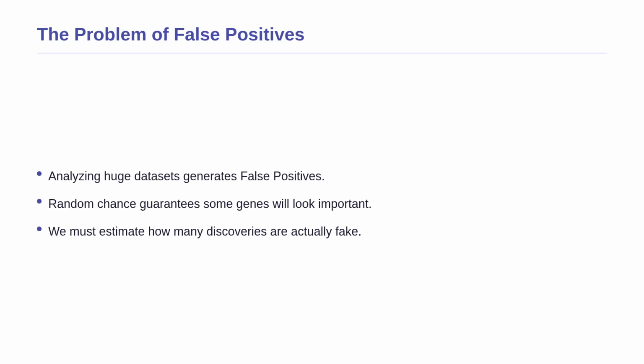One of the most massive limitations we face when dealing with these complex models is the issue of false positives. When analyzing huge data sets, like testing thousands of genes at once to see which cause cancer, we run into a statistical trap. Because we run so many statistical tests simultaneously, random chance guarantees that some genes will look important even when they are not. To manage this limitation and avoid wasting millions of dollars in physical research, bioinformaticians must calculate a specific metric to estimate how many of their computational discoveries are actually fake.